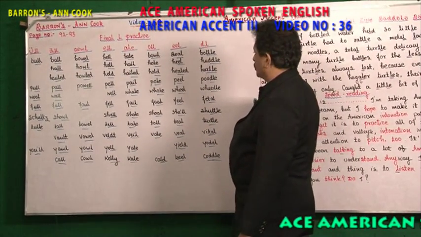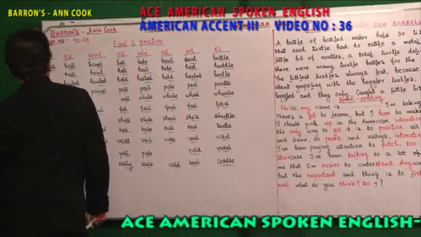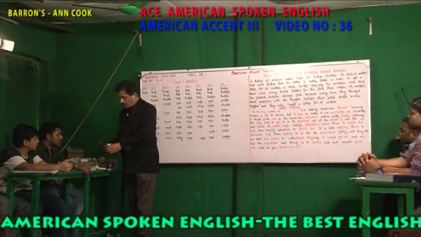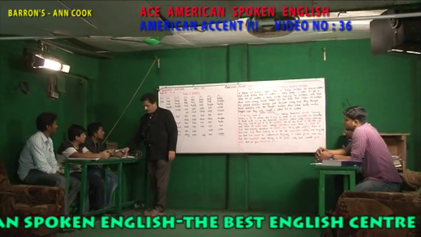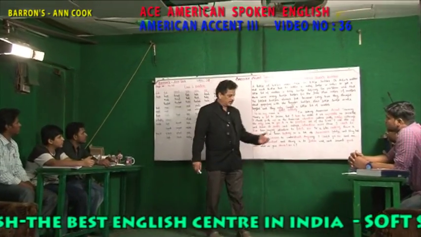Take your American Accent Training book number 3. We have come here to the Barron's Zankook, page number 92 to 93. So far we have seen about what consonants and vowels are there.